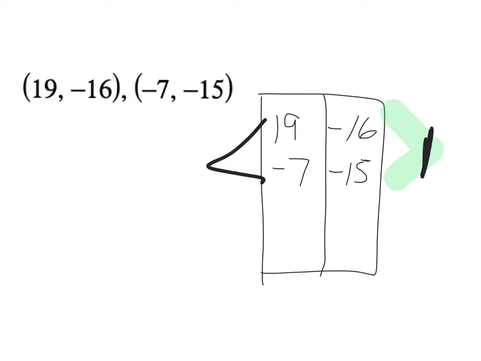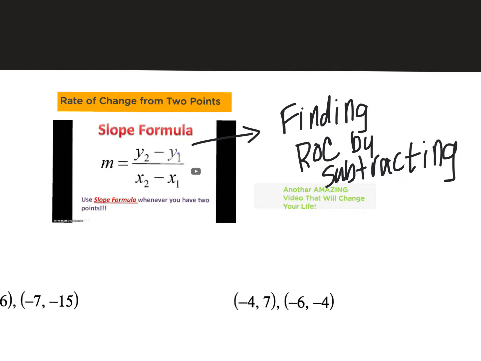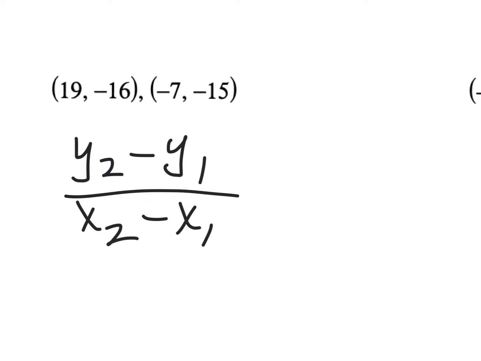You're finding the change by using subtraction. So you're still finding your change in your y. You're just doing it by subtracting, and you're still finding your change in your x. You're just doing that by subtracting, and you're still turning it into a fraction. So this is really all just another way of doing exactly the same thing you already know how to do. So we're going to subtract those y coordinates.